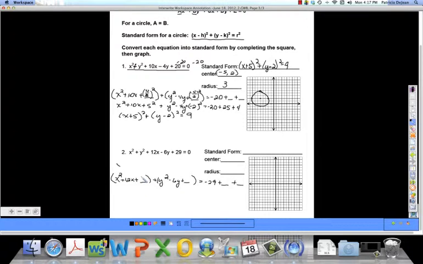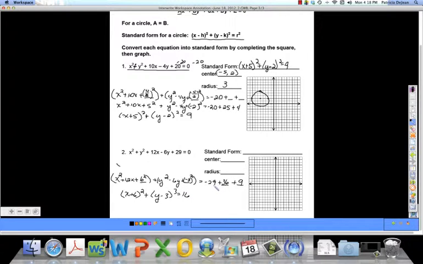This is going to be 12 divided by 2, so that's 6 squared. That means over here I'm going to add 36. And negative 6 divided by 2 is negative 3 squared, and so that means over here I'm going to add 9. So we have x plus 6 squared plus y minus 3 squared equals, and that's going to be 16.